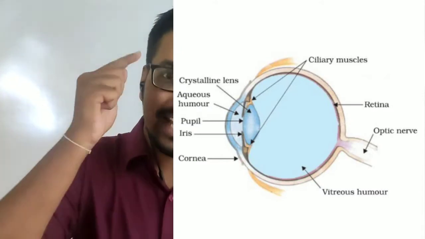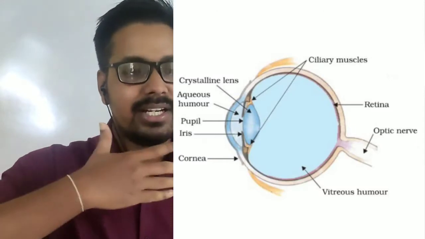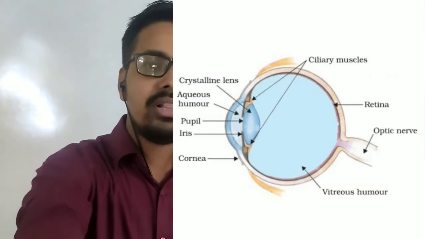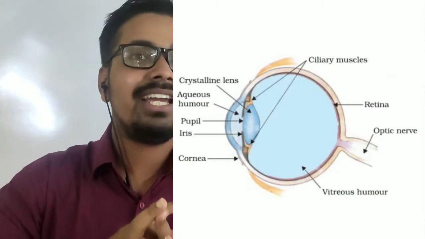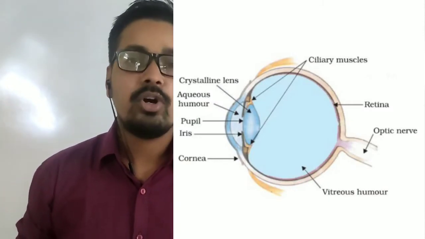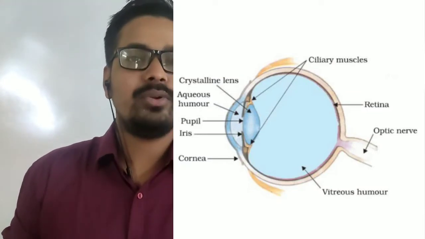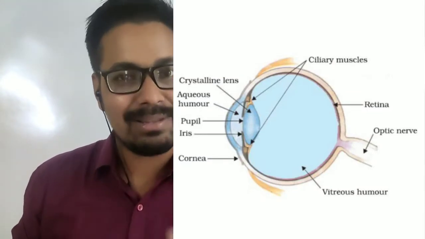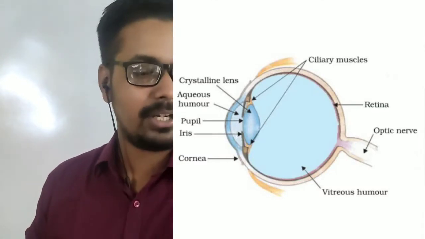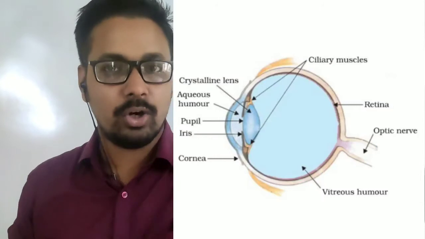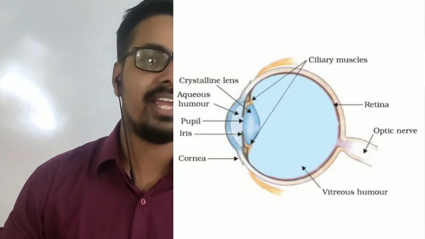But if that is the case in the human eye, what will happen? As things at different distances are placed, they could not all form a clear image in our eye, because we would have a fixed focal length. If the focal length is fixed, we can only form clear, distinct images of objects placed at a particular distance from us. Any object at any other distance from the eye will not have a clear image.